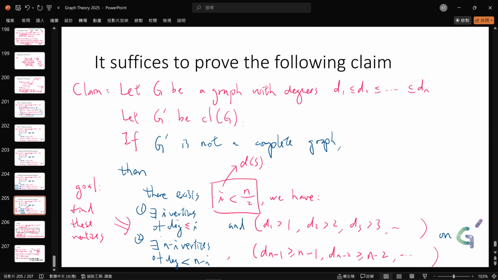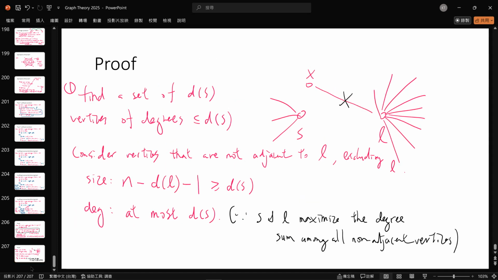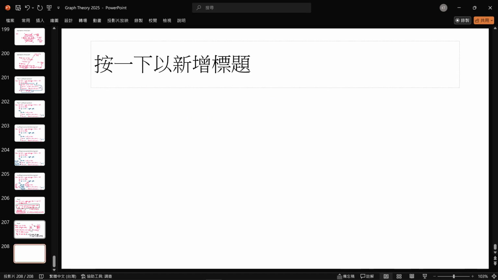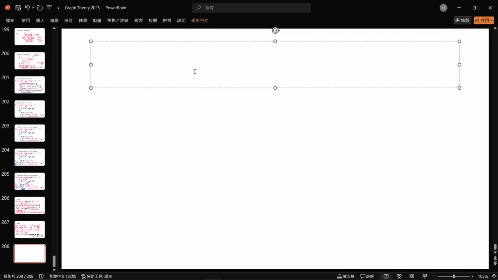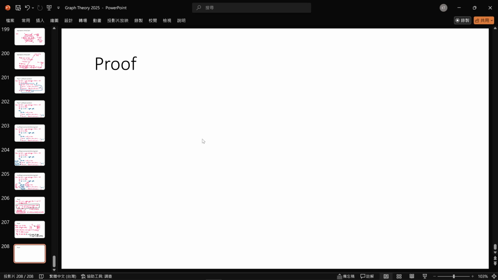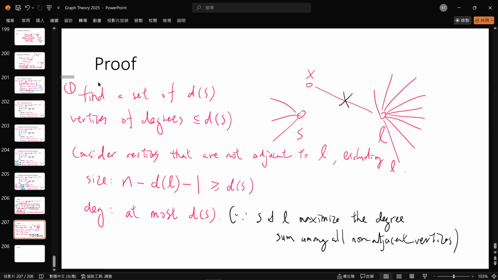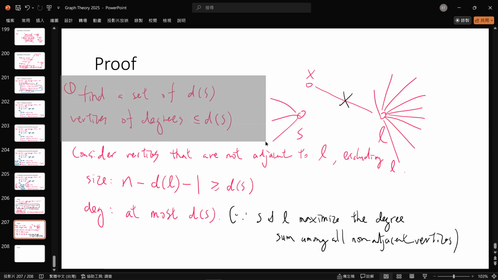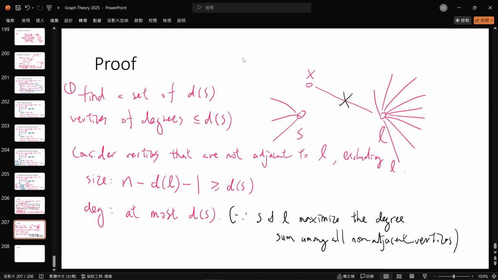So we figured out the first set. Next, the second set. The second set is constructed in a similar manner. So next, I think I can just copy and paste.